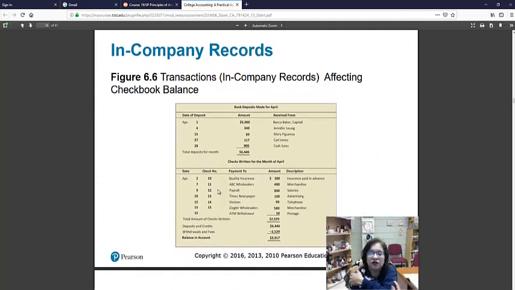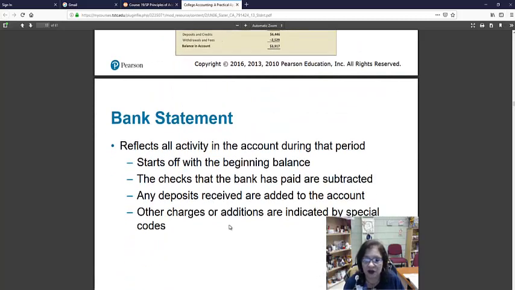In the company records, the transactions are done that are affecting the checkbook balance. So you see the bank deposits made for April, the money that you're putting in the cash, and then of course the check numbers and all the money that is being paid out. Your bank statement reflects all of that.